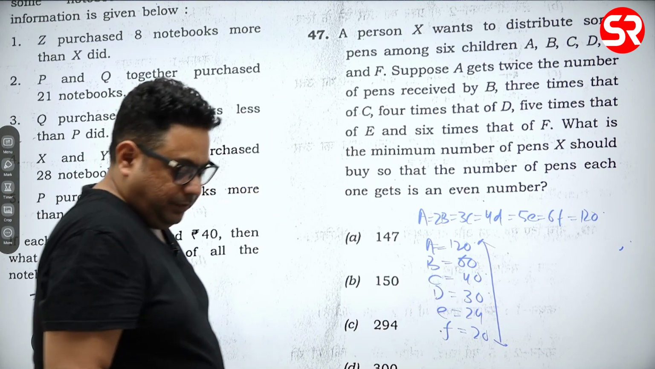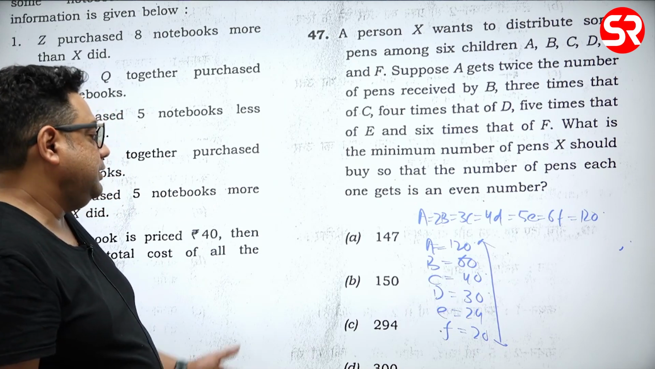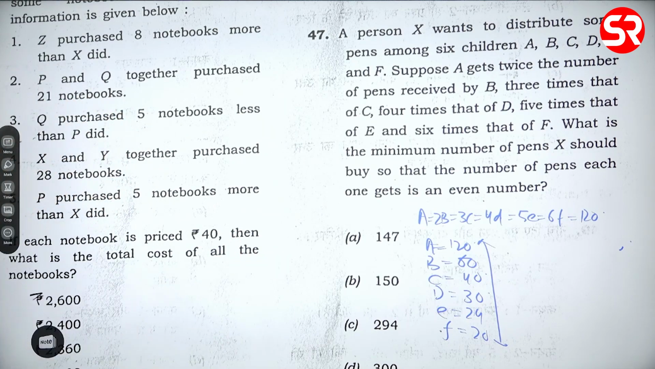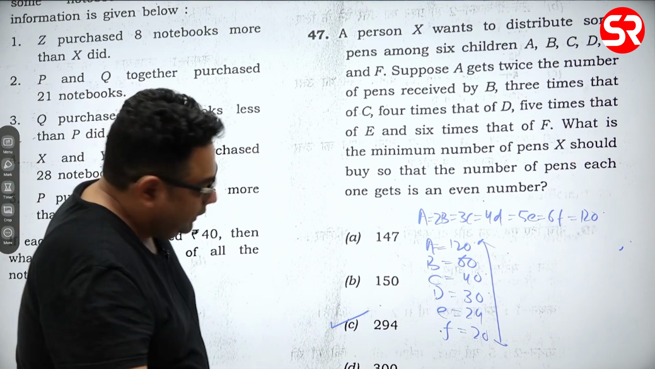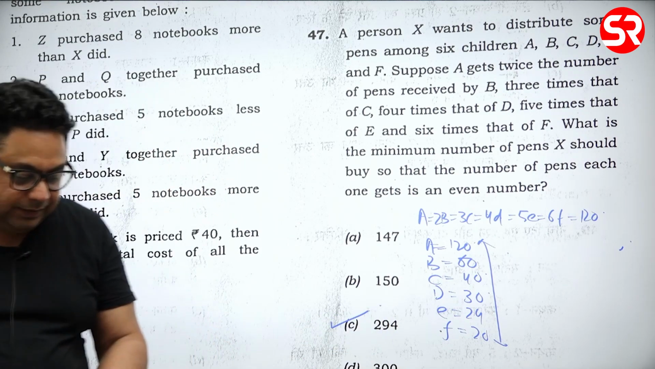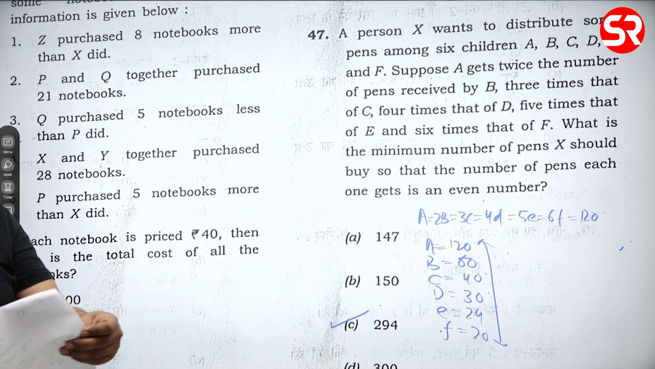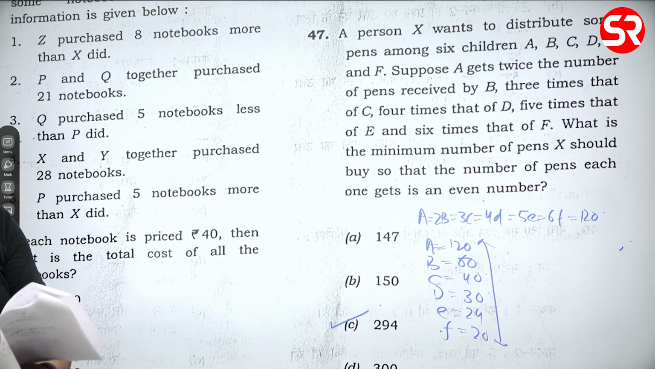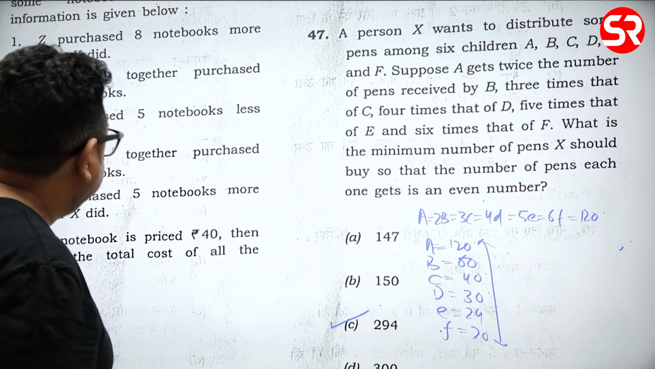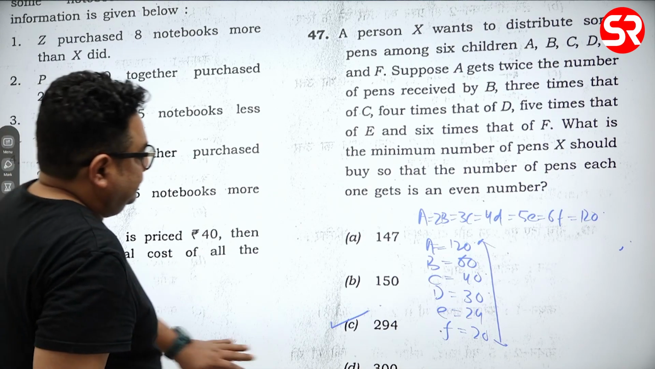If you add them, you would get your answer: 120 plus 60 plus 40 is 220, 220 plus 30 is 250, plus 20 is 270, plus 24 is 294. Yeah, that is your answer. 294. Your answer is this, guys. Come on, I hope now we are very clear with this. Great. So let's see another one.